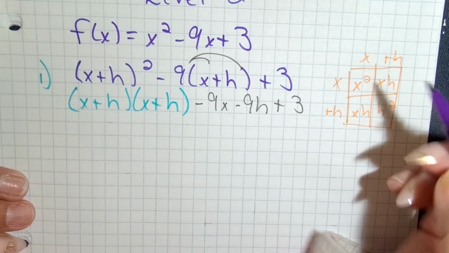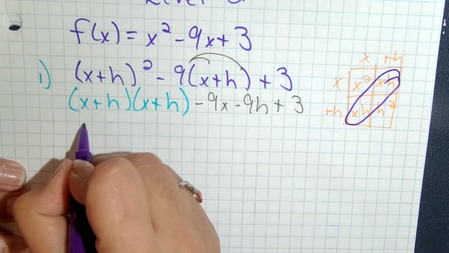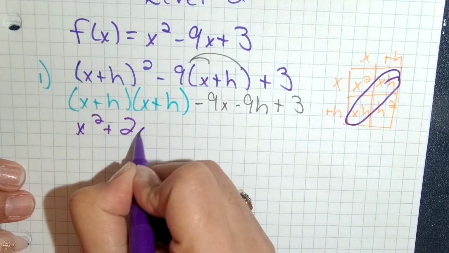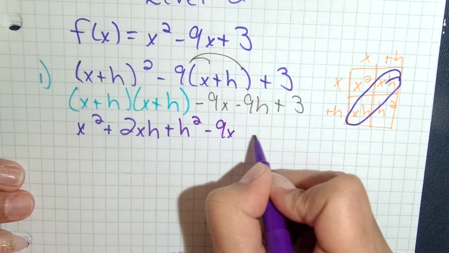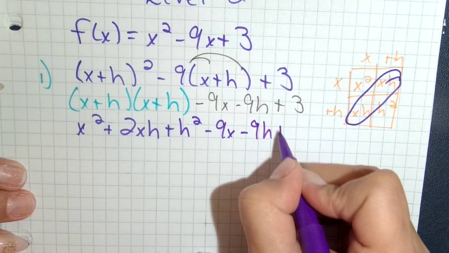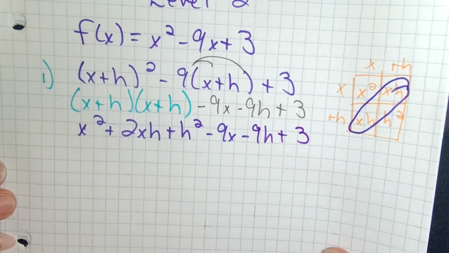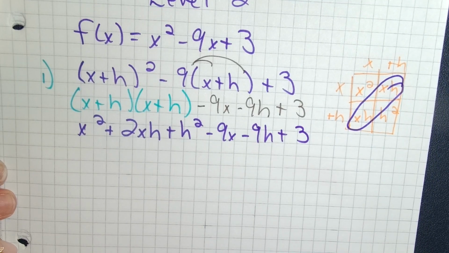What are the two like terms that I have? xh. So that gives me x squared plus 2xh plus h squared minus 9x minus 9h plus 3.